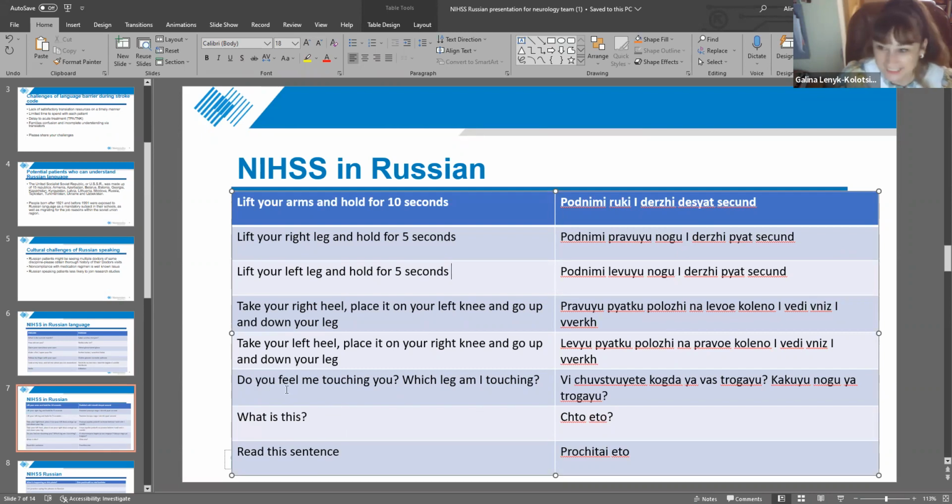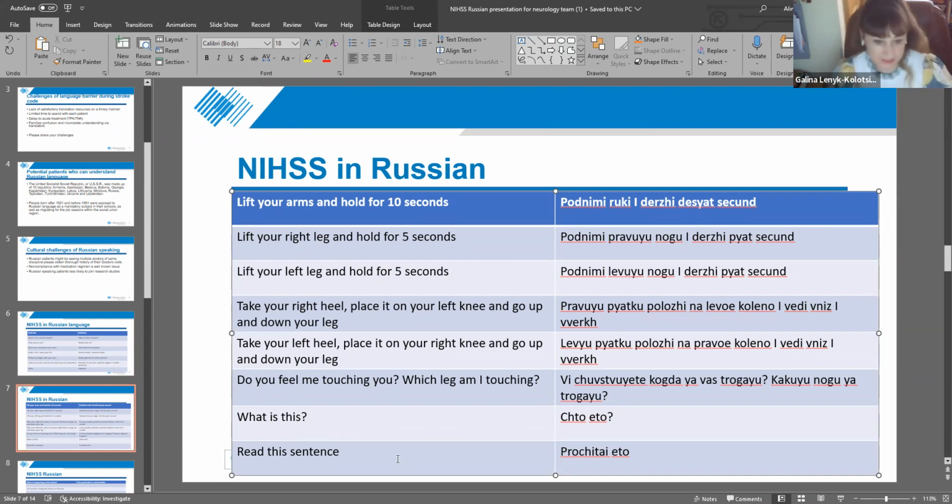Okay. So this one is, do you feel me touching you? And which leg am I touching? So, вы чувствуете, когда я вас трогаю? Какую ногу я трогаю? Вы чувствуете, когда я вас трогаю? Какую ногу я трогаю? Not bad, Julian. Very good. Okay, so what is this? It's very simple one. It's что это? What is this? Что это?